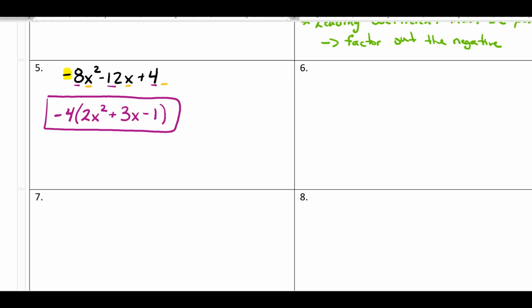So number 6, I'm going to let you try this one. If you get stuck, that's okay. Just turn the video on and I'll help explain it out to you. It's going to be a binomial. So I want you to see if you can factor out number 6. And when you're ready, turn the video back on.